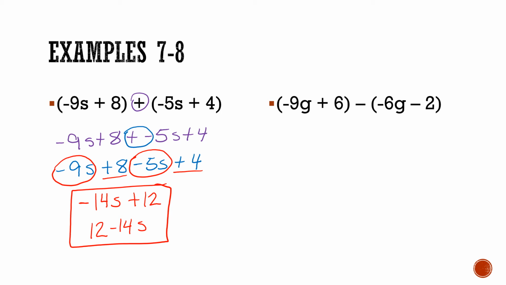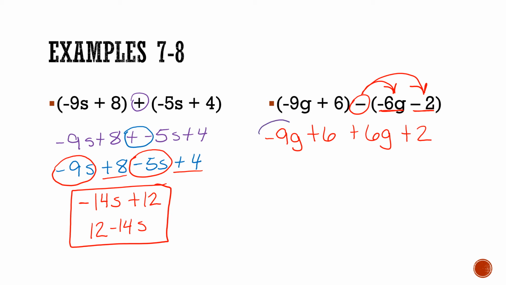In number 8, we're going to bring down our negative 9g plus 6. We do have a negative sign we have to distribute. So this negative 6g was negative, so when we distribute a negative to it, it becomes positive 6g. And this negative 2 will become a positive 2.